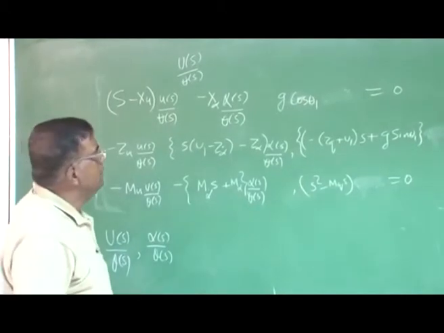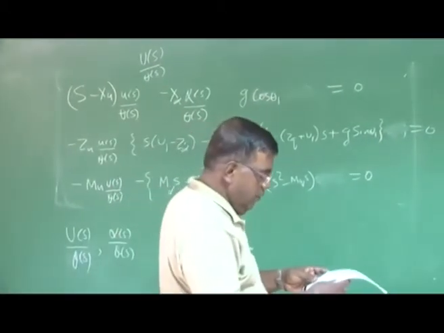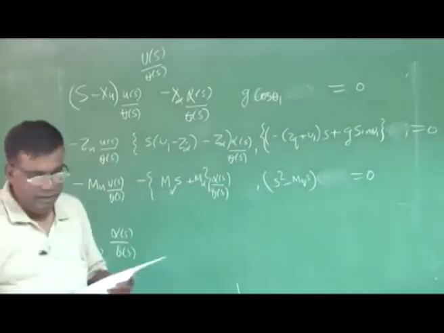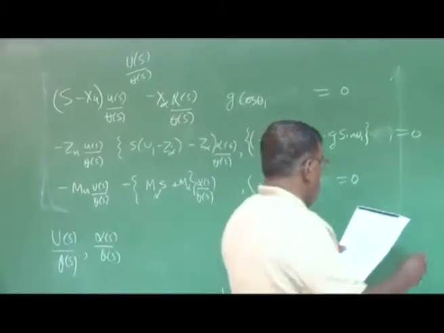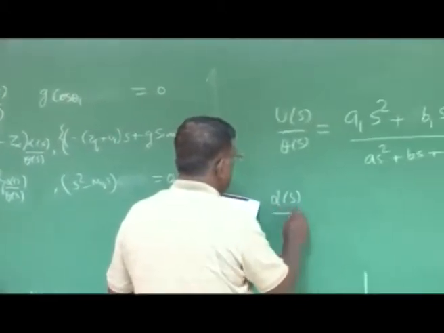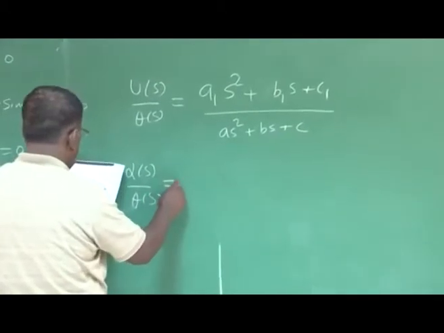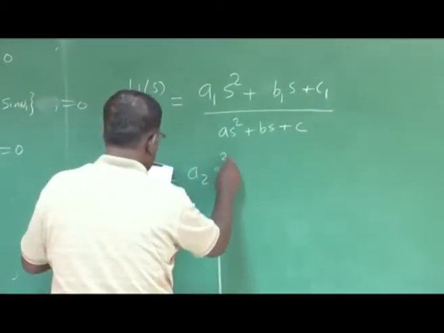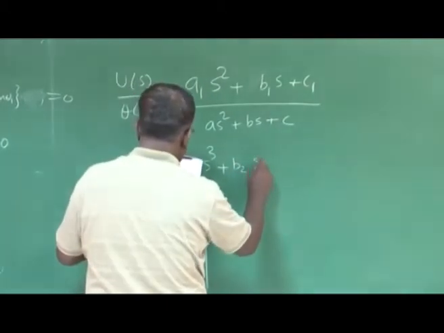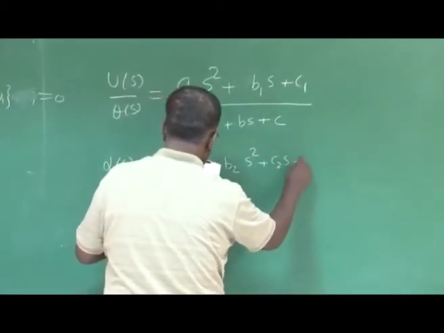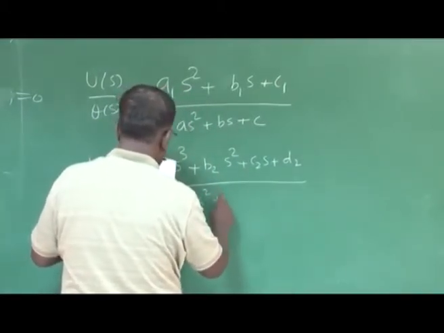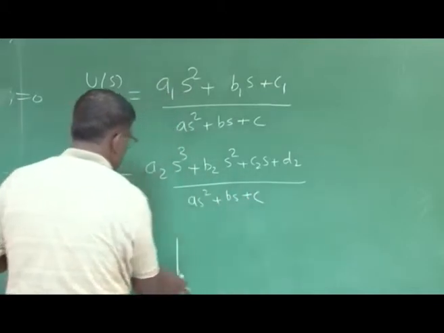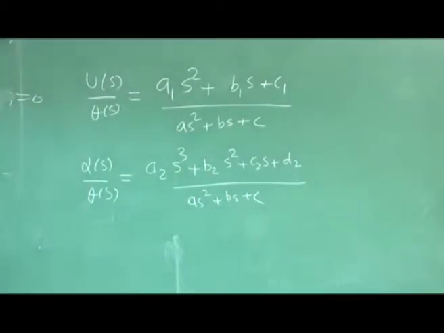Okay? And let's say the generic form is this, where a1, b1, c1 will have some expression. Similarly, you can solve these three equations and find out alpha of s by theta of s. And let's say that is given in terms of a2 s cube plus b2 s square plus c2 s plus d2 by a s square plus b s plus c. And you could yourself check the expression here.